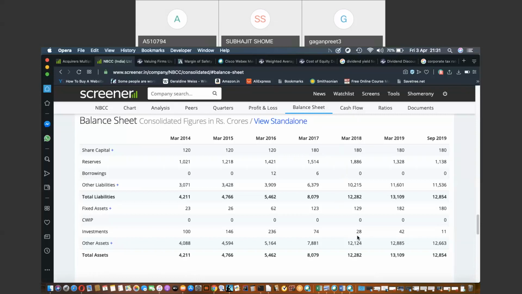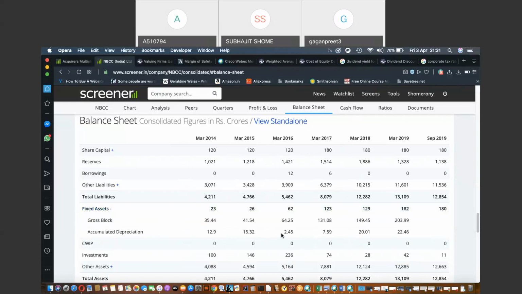I think from fixed assets, right? Yes. Balance sheets. Not investments, fixed assets. Let us see the difference between fixed assets of the 2 years. Then we'll find out if there has been any difference. So that would be the capex. 182 minus 129 would be the capex. 53.